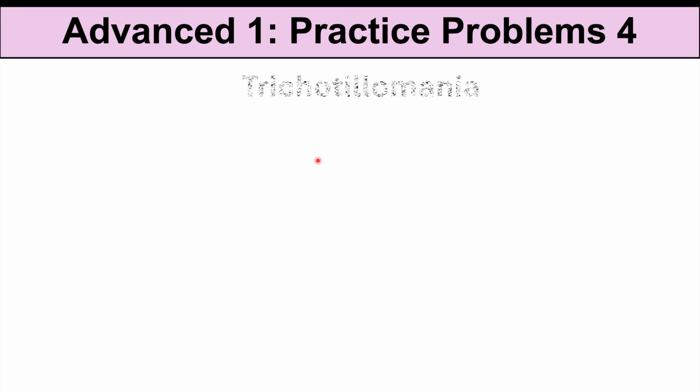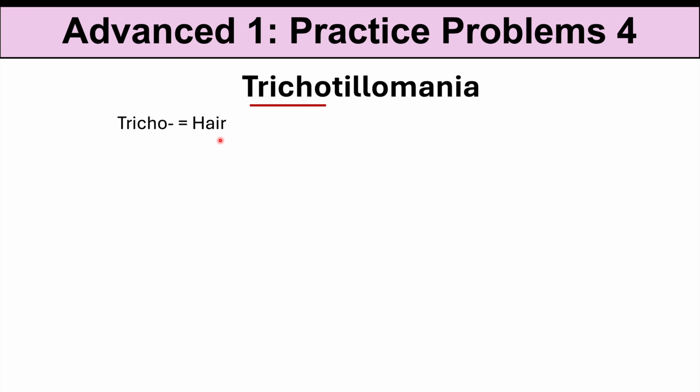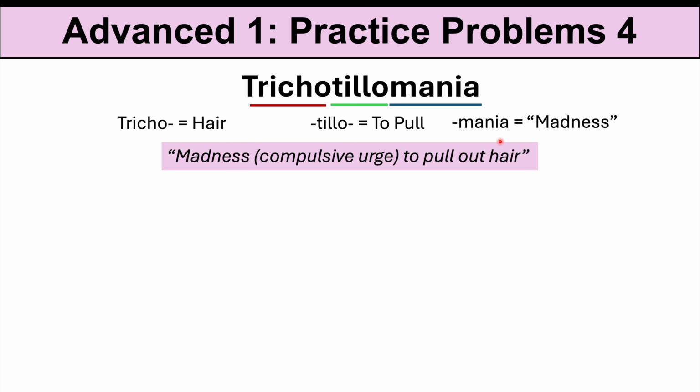The next practice problem is trichotillomania. So what does this term mean? Again, we break it down from left to right. The part here, tricho, refers to hair. Tillo actually refers to pulling out. And mania refers to quote-unquote madness or compulsion. So if we put all this together, trichotillomania is a madness, or more specifically, a compulsive urge to pull out hair. So that's what trichotillomania means.